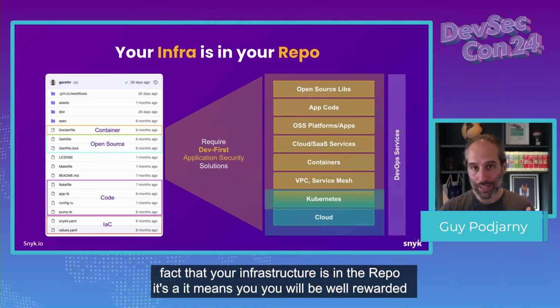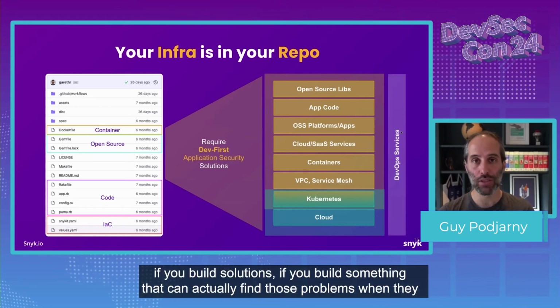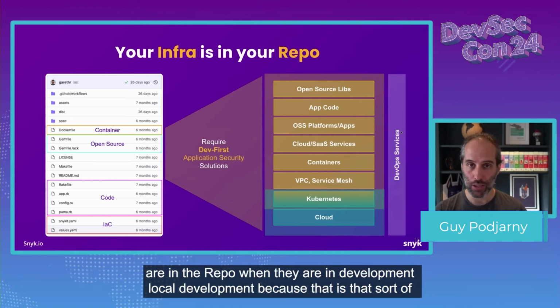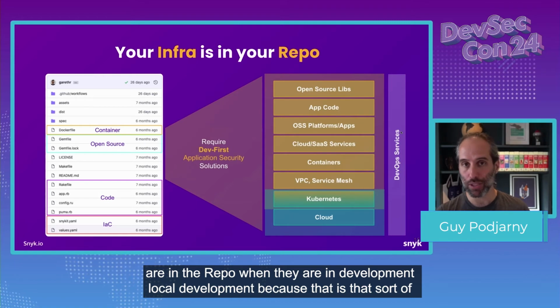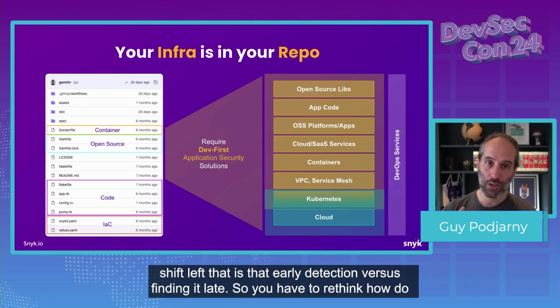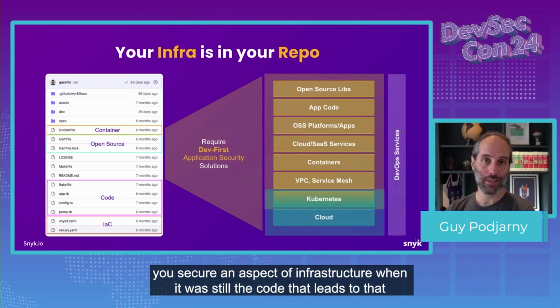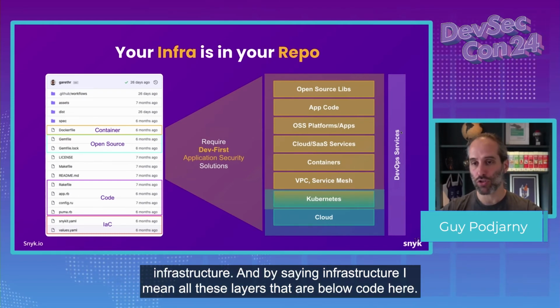It means you will be well rewarded if you build something that can actually find those problems when they are in the repo, when they are in development, local development, because that is that shift left, that early detection versus finding it late. So you have to rethink, how do you secure an aspect of infrastructure when it is still the code that leads to that infrastructure? And by infrastructure, I mean all these layers that are below code here.